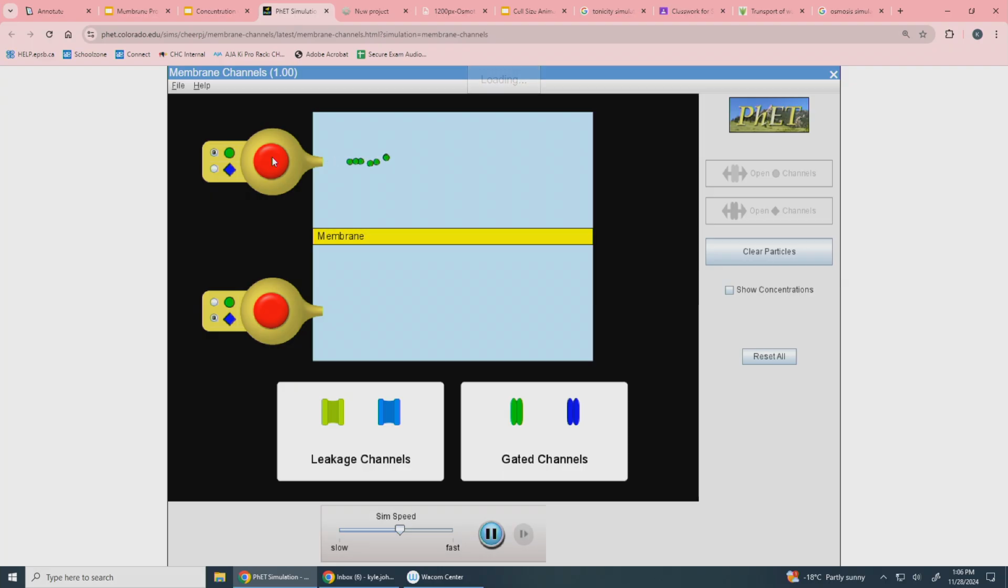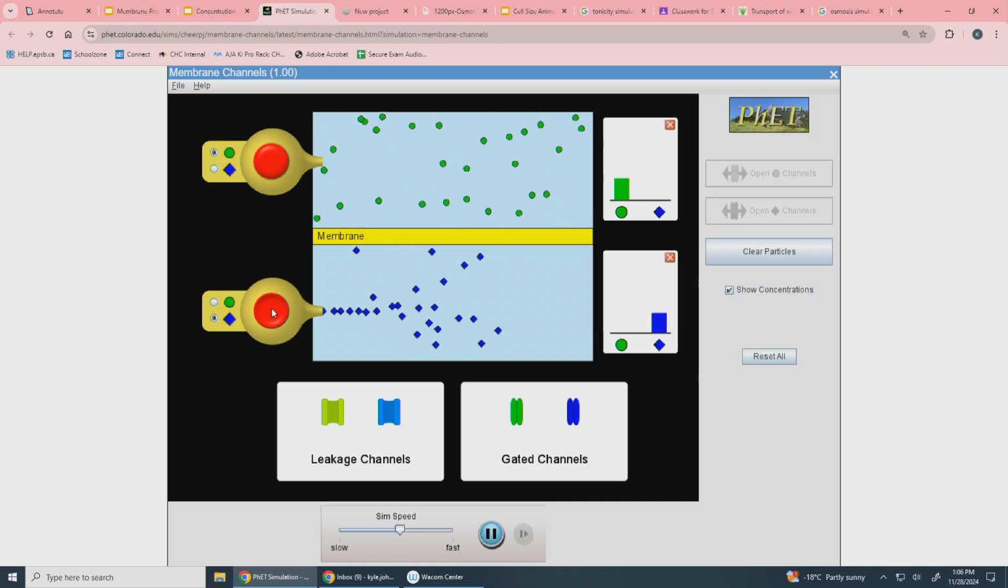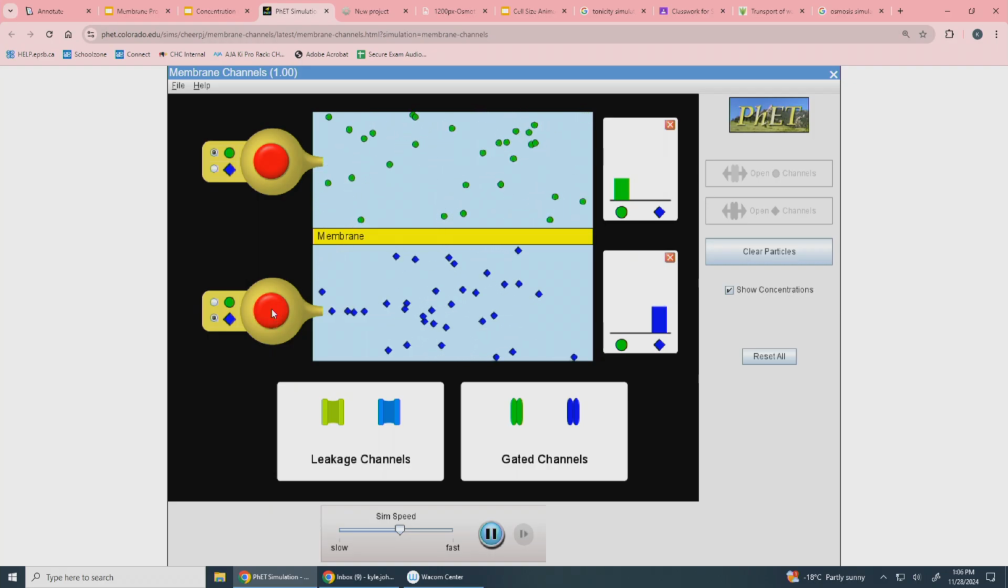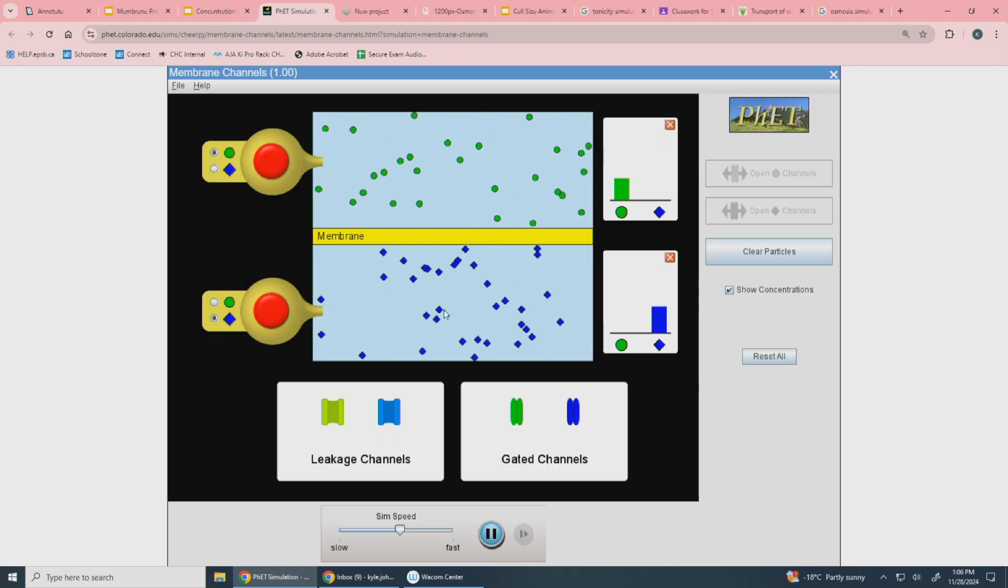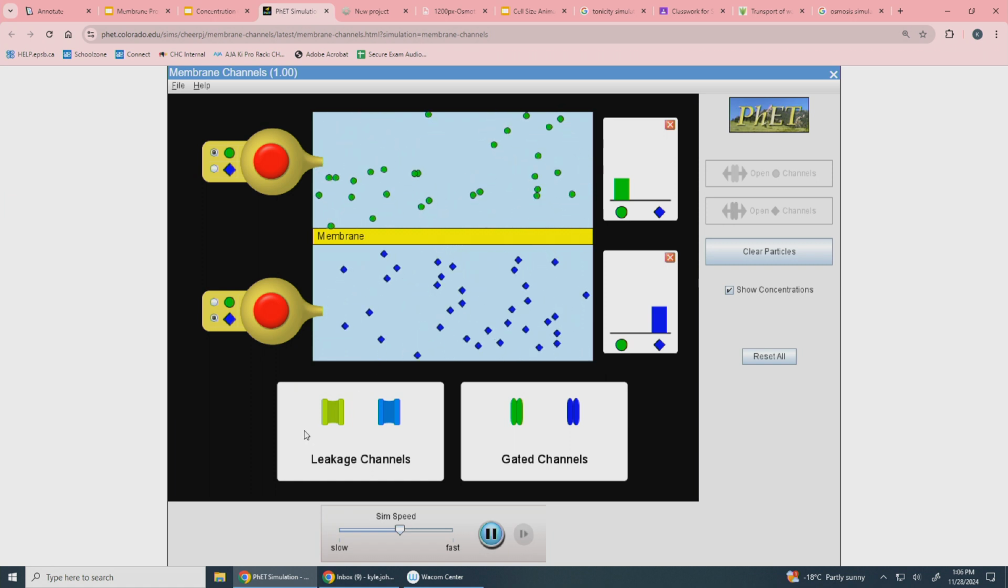There we go. I'm going to add a bunch of particles to the outside of my cell. The concentration outside my cell is much higher than inside my cell. This graph shows the concentration. And then we're going to add a bunch of blue particles to the cytoplasm, the inside of my cell. These particles are too large to diffuse across the membrane, so they need a protein.